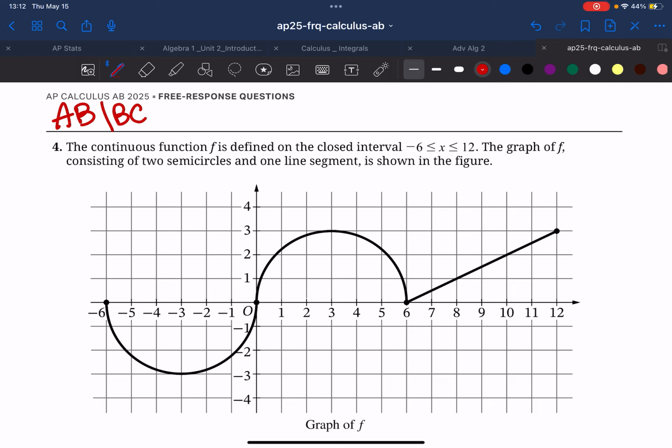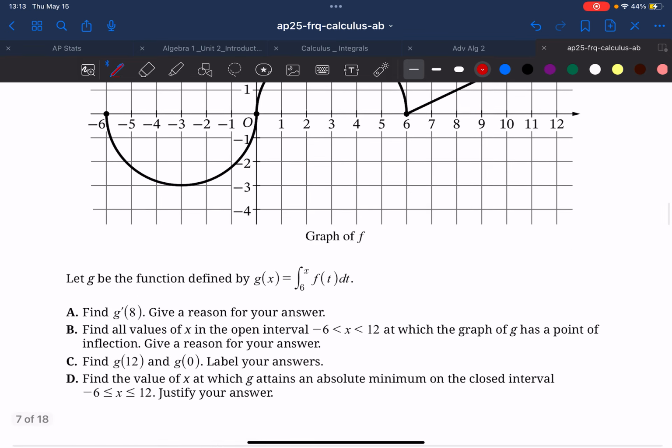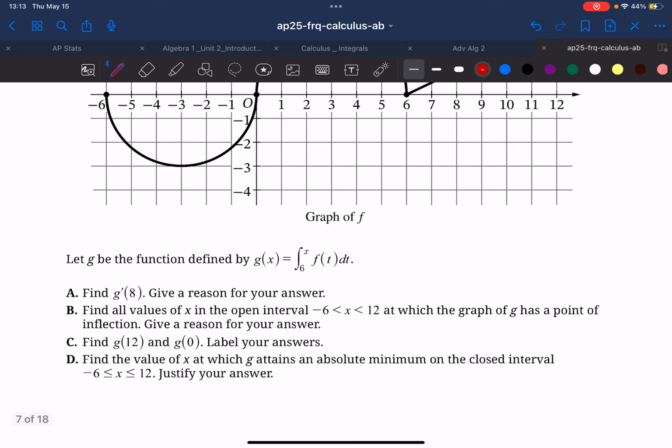Number 4 says the continuous function f is defined on the closed interval -6 less than or equal to x less than or equal to 12. The graph of f consisting of 2 semicircles and 1 line segment is shown in the figure. Let g be the function defined by g of x is equal to the integral from 6 to x of f of t dt. Part A says find g prime of 8, give a reason for your answer.